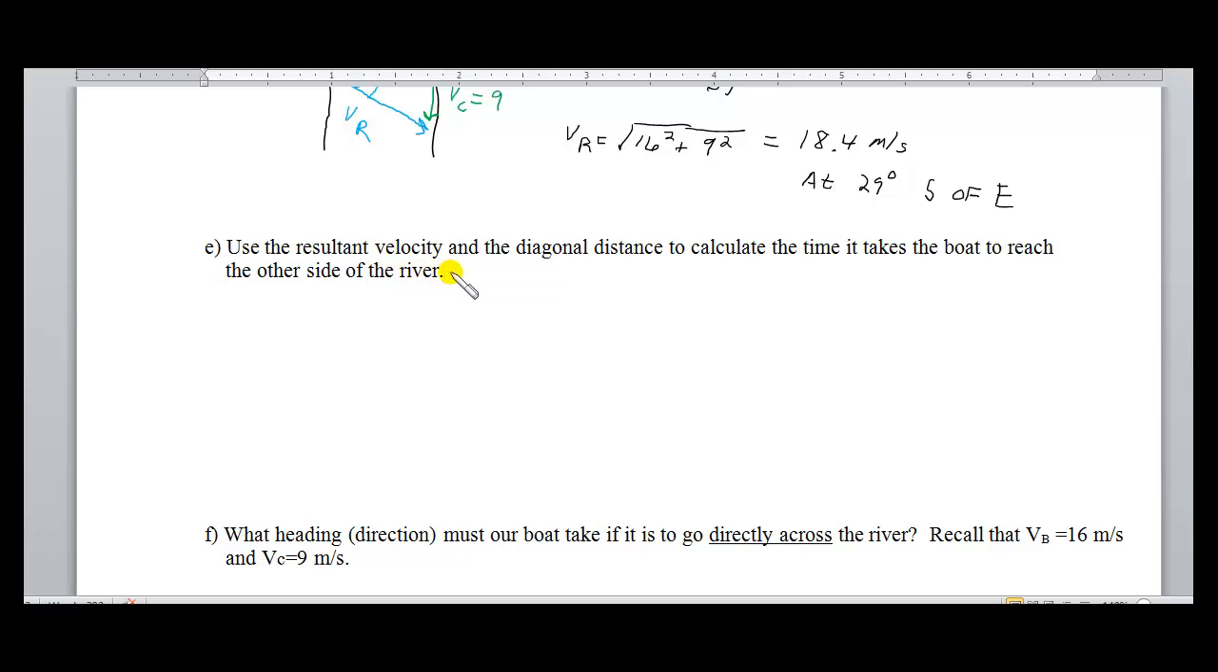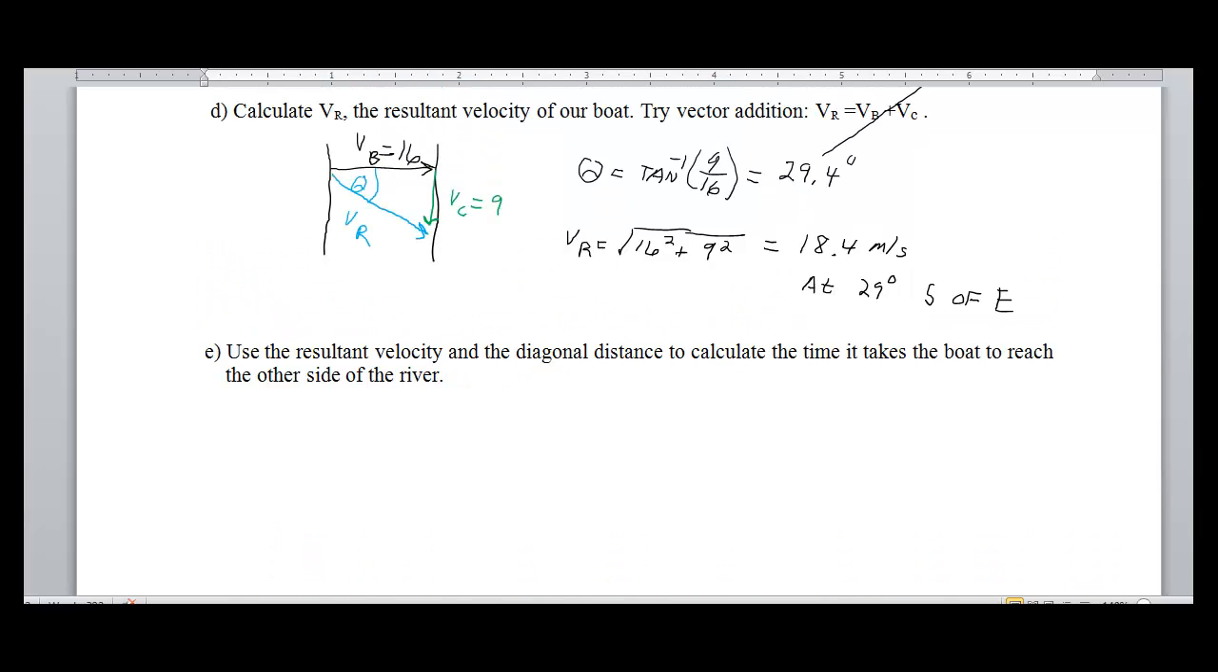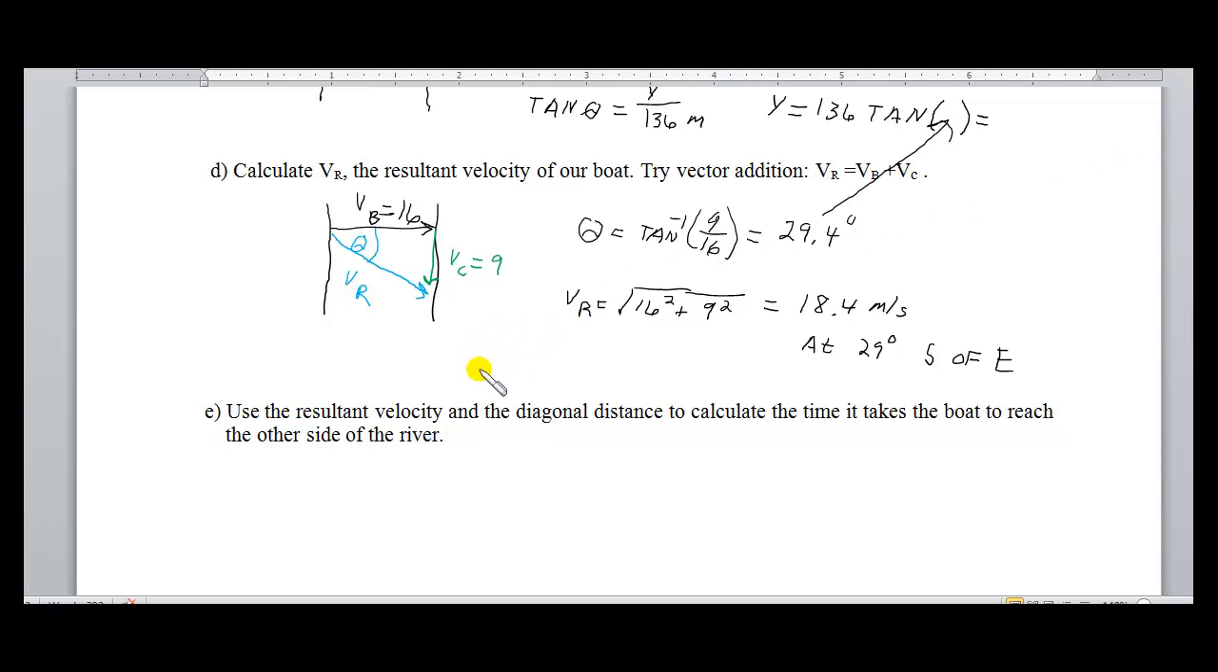Using the resultant velocity, that is this right here, and the diagonal distance, calculate the time it takes the boat to reach the other side of the river. It should come out to be the same 8.5 seconds that we found previously. We're going to find this diagonal distance, because you know this distance and you know this distance, so use the Pythagorean theorem to find that diagonal distance. Then we're going to use the resultant velocity, this right here, and calculate the time it takes the boat to go from this point to this point. Push that pause button and get out your calculator.